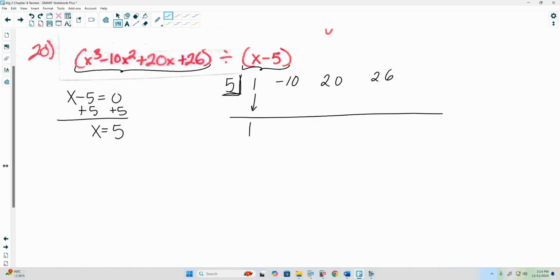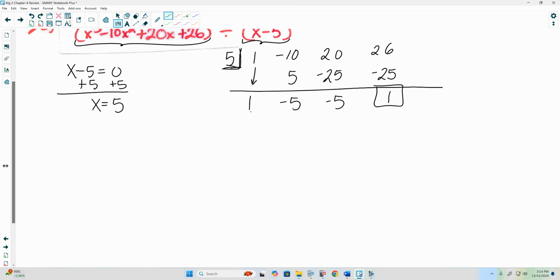So the first thing we do is multiply. 5 times 1 is 5. Negative 10 plus 5 is negative 5. 5 times negative 5 is negative 25. 20 plus negative 25, negative 5. 5 times negative 5 is negative 25. And lastly, 26 plus negative 25 is 1.